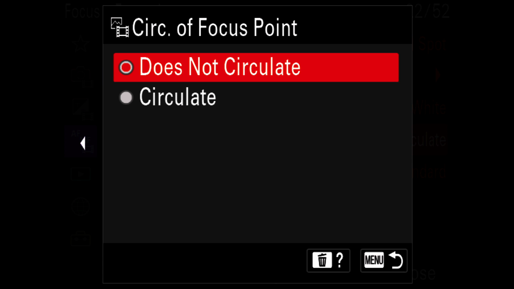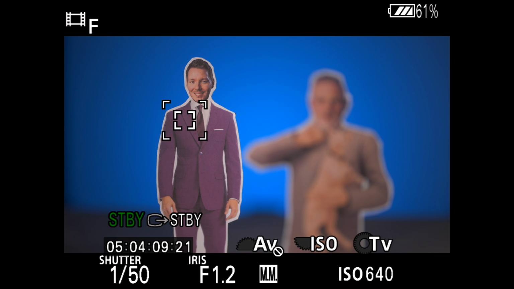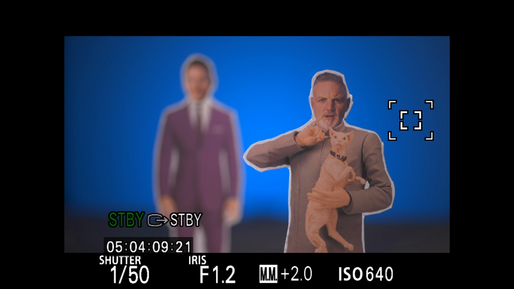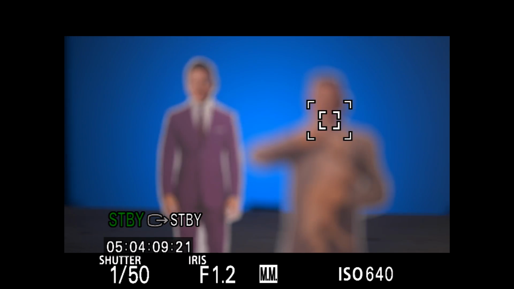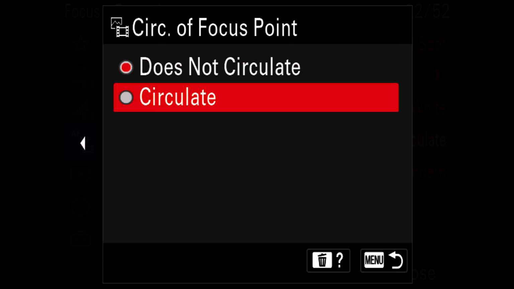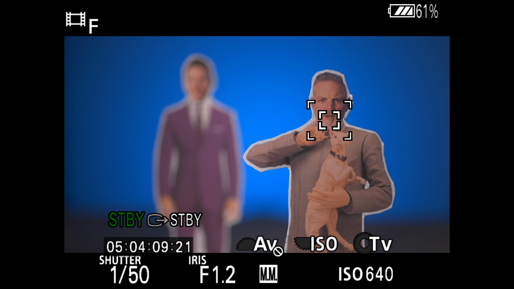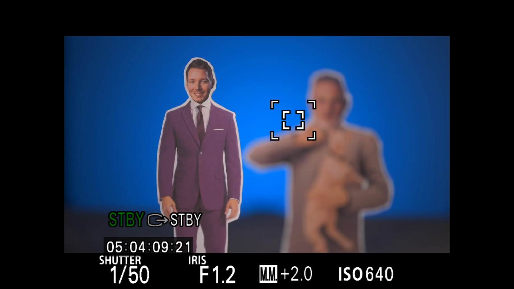Next up, we've got circulate focus point. By default, when you move the focus area around on the screen, it will stop when it hits the edge of the frame. If you set this to circulate, that doesn't happen, and when you hit one side of the screen, the focus area will jump to the opposite side of the screen and continue moving in the same direction. This happens both side to side and up and down.